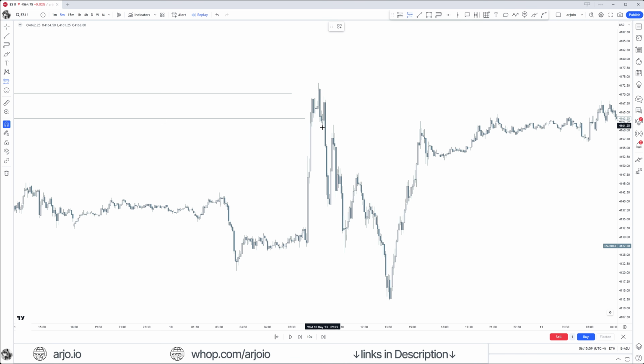Enter on an overlapping PD array right there, covering the intermediate term high and targeting a close target. Now, what do I mean with a close target? You want to target a liquidity pool again close to equilibrium of the range that you are trading in. So what does that mean?